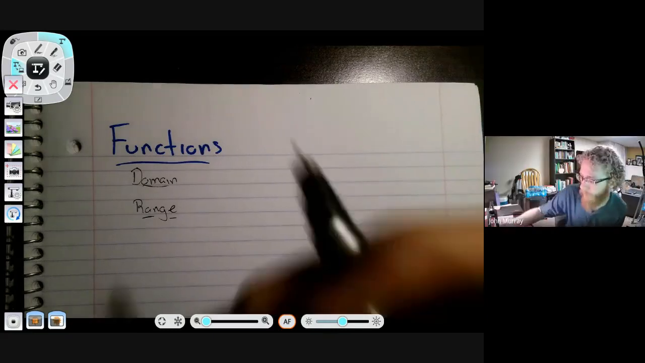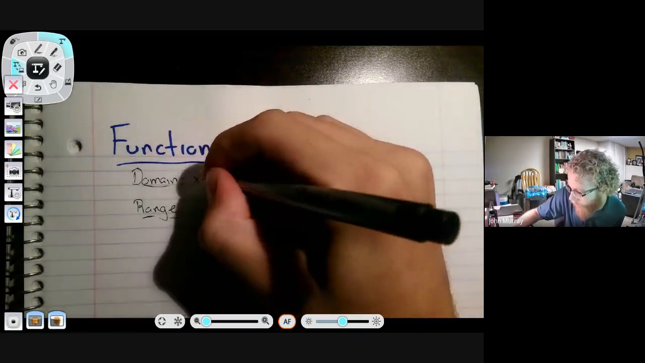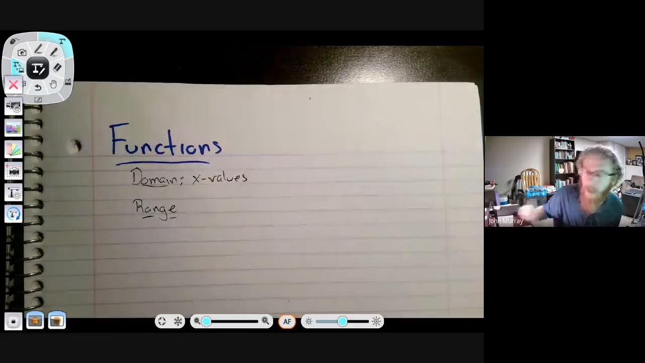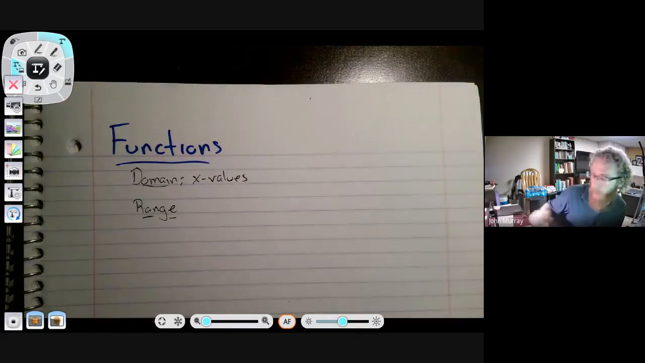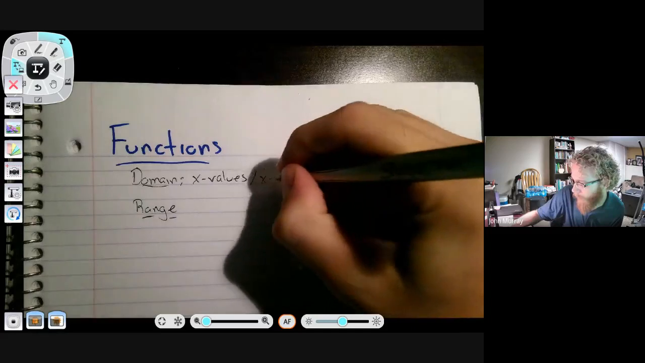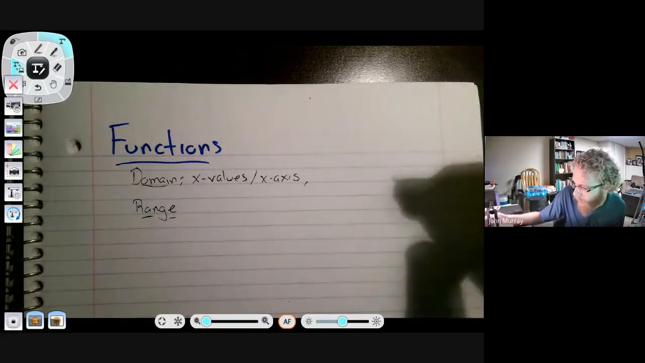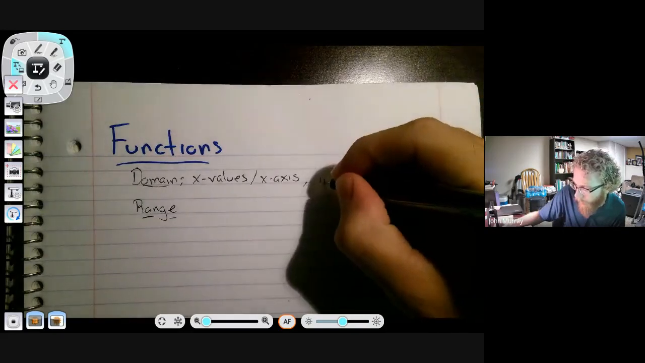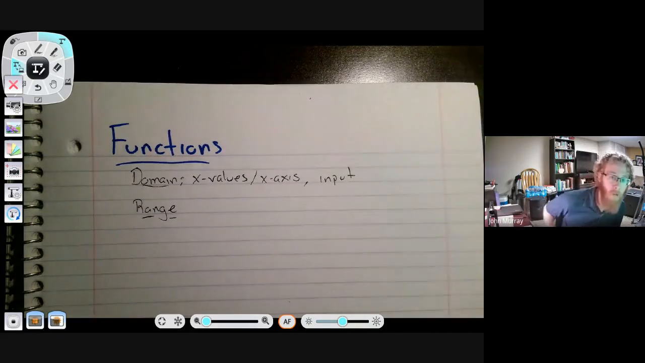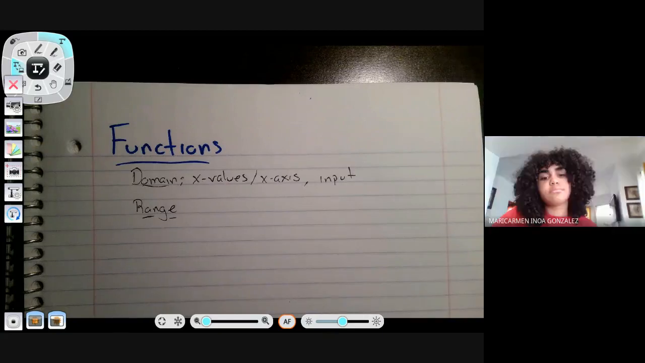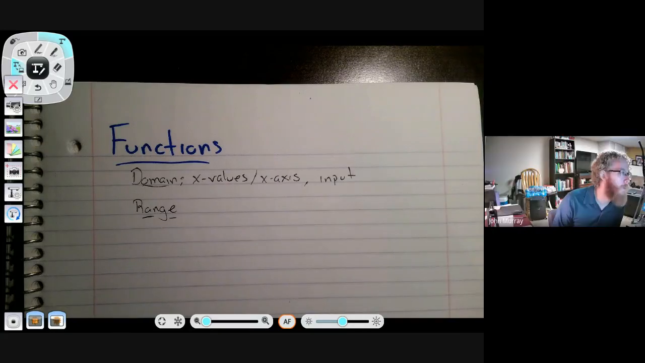Okay, right. So we could say, okay, x values, right? The x-axis if we're looking at it. We can also say it is the input. Okay, right? Have you heard that before? Yes. Okay.